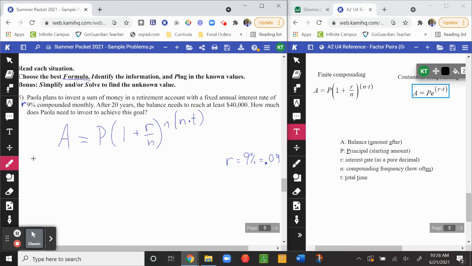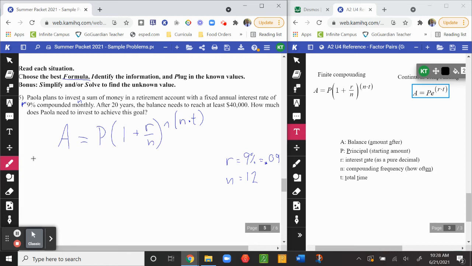Compounded monthly. Ooh, that's a clue. That's a how often word. Monthly means 12 times per year. My compounding frequency, how often, my n value. I see the word monthly, so I know that n is 12. If something happens monthly, it happens 12 times per year. All right, so monthly gave me my clue about n.